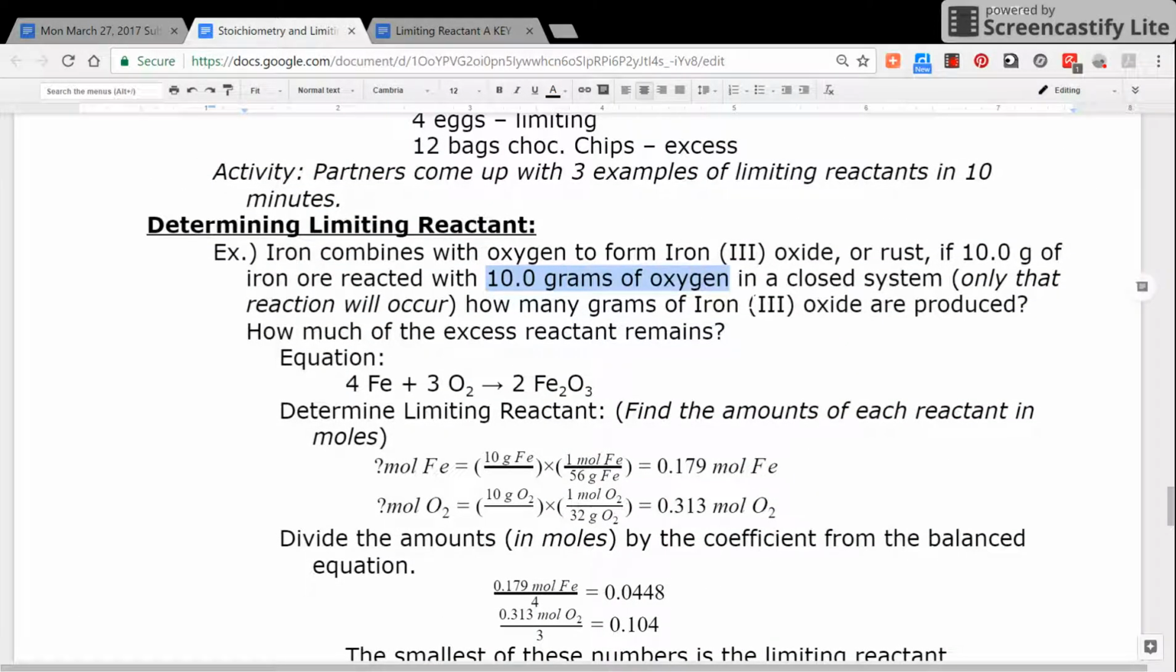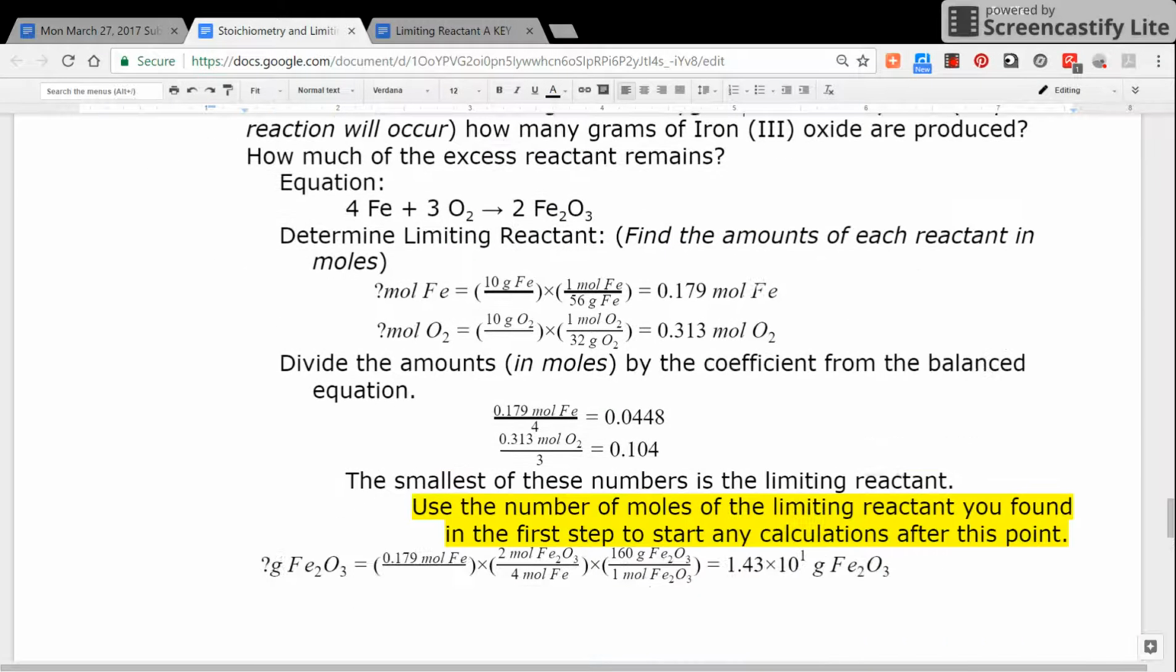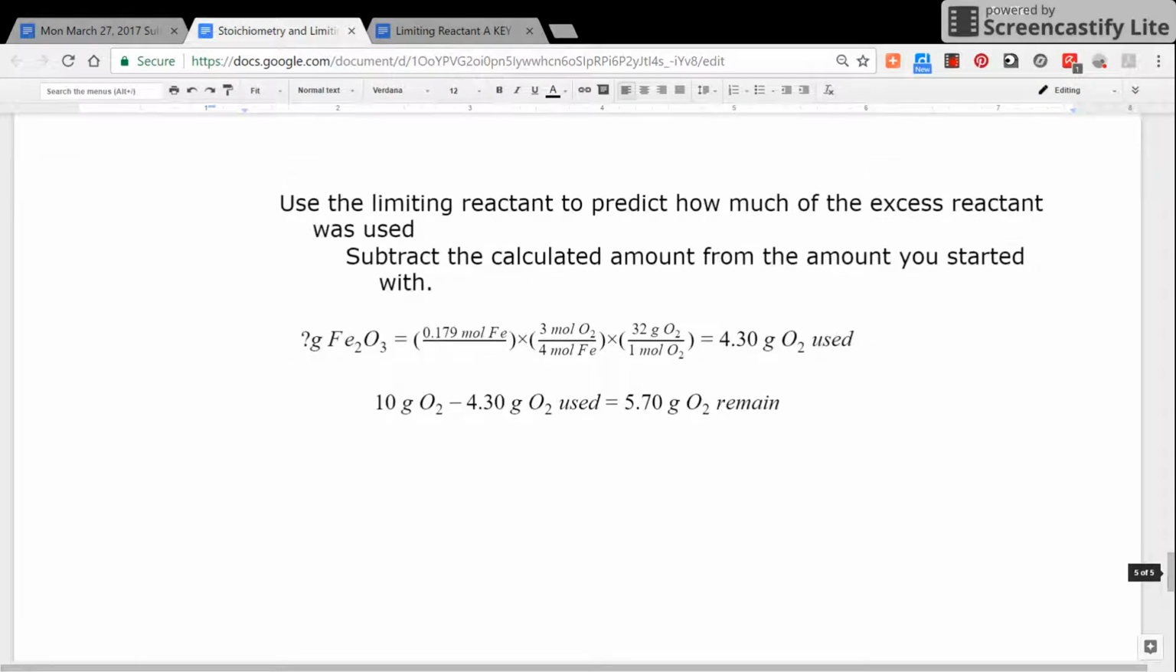You're starting with 10 grams of oxygen. And then I subtract. So I'm given 10 grams of oxygen, or I start with 10 grams of oxygen. I only use 4.3. So then I have 5.70 grams left over.